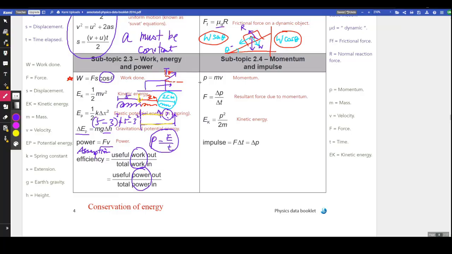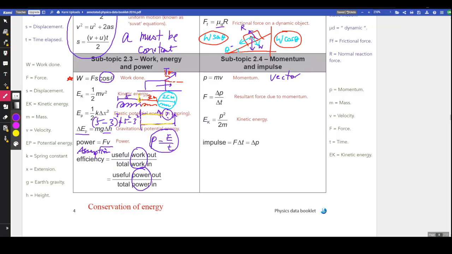And 2.4, p equals mv, momentum, nothing really special. You just make sure that you know momentum is a vector, and so when you are calculating it, you want to make sure you consider the direction. While for energy, they are scalar, so you don't have to worry about those.